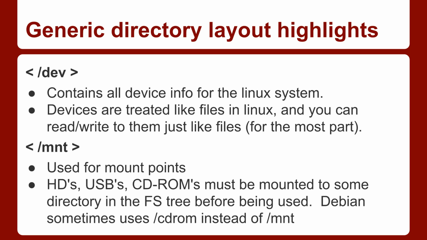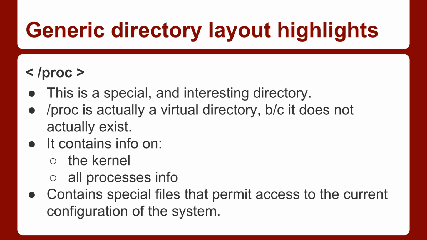/tmp is the scratch space for temporary files. /dev contains all the device info for a Linux system, and it's important to note that in Linux, devices are treated just like any old file. For the most part, you can read and write to them just like a file, depending on the device. /mnt is used for the mount points, so if you plug in a USB thumbstick or a CD-ROM or an external hard drive, it is usually going to be mounted by the file system in this location. It depends on the distribution of Linux, though.